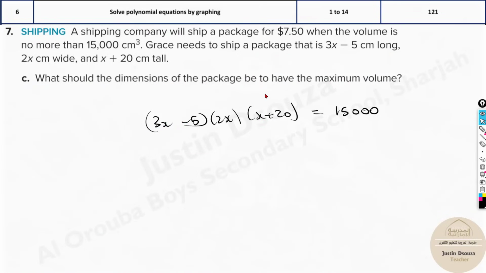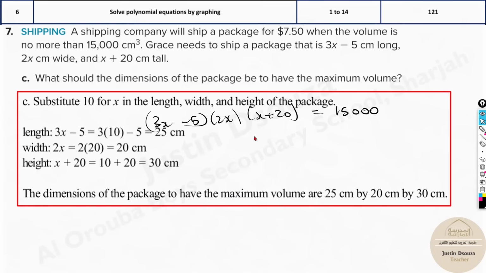Now, what is the dimension of the package to have maximum volume? So now we know the dimension is 10, right? Substitute 10 over here for each of this. 3x minus 5, substitute 10. What is the answer? Length is 25 centimeters. Width is 20 and height is 30.